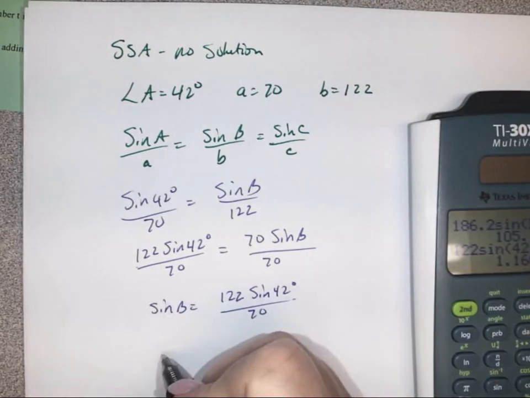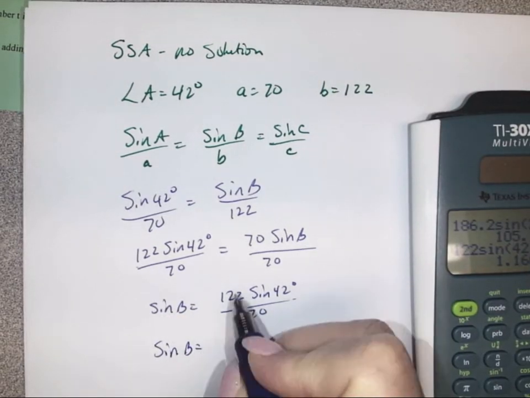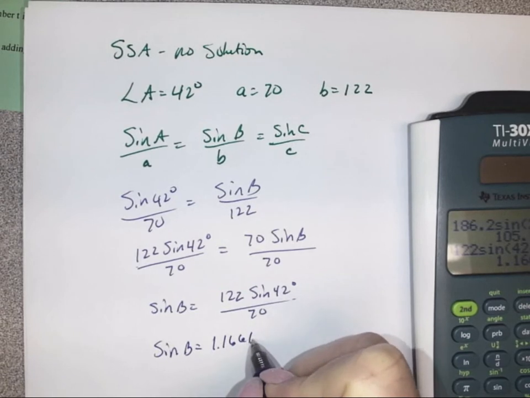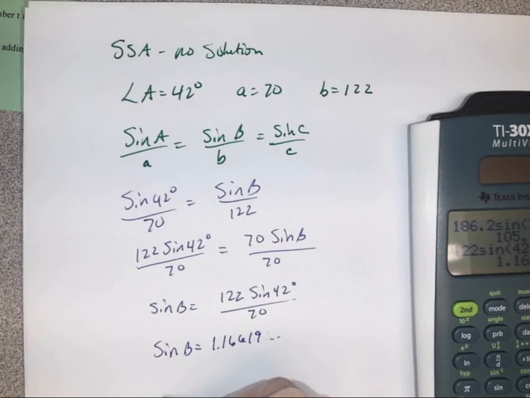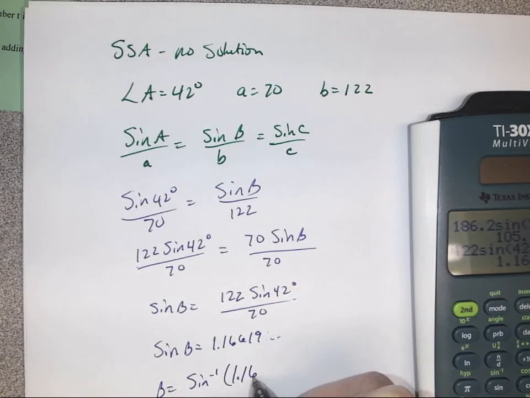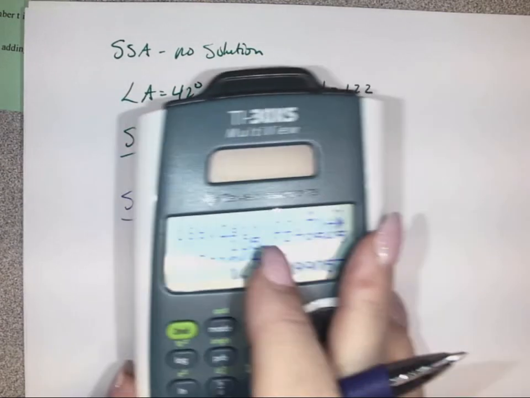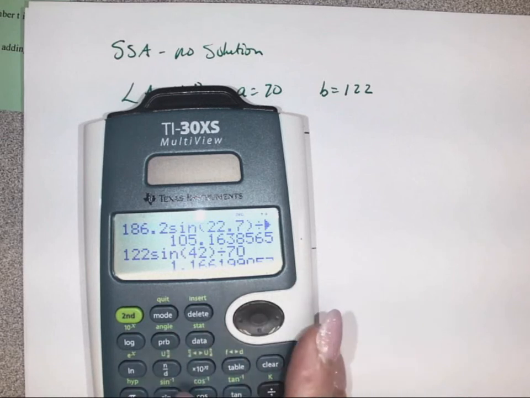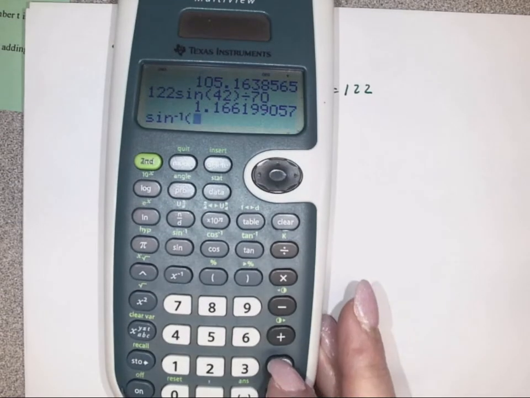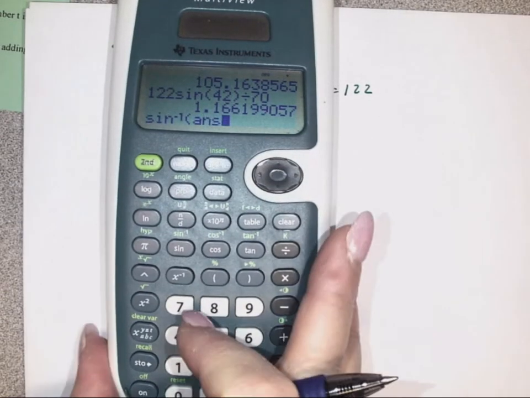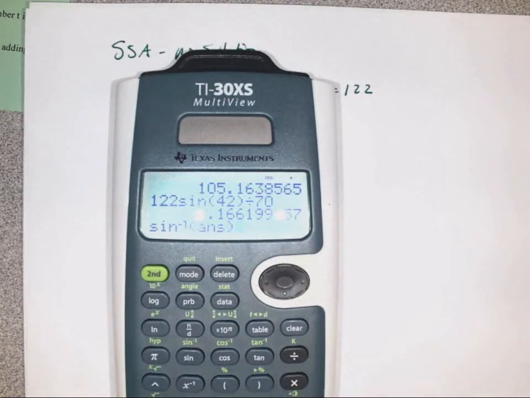And so we get that our sine B is equal to 1.16619 dot, dot, dot. So we know then that the B will be equal to the sine inverse of that 1.16619 part. So now we'll do second, sine inverse, second, and I'm doing that answer thing again. So it just puts it in, so I don't have to type it in. And I got a domain error.